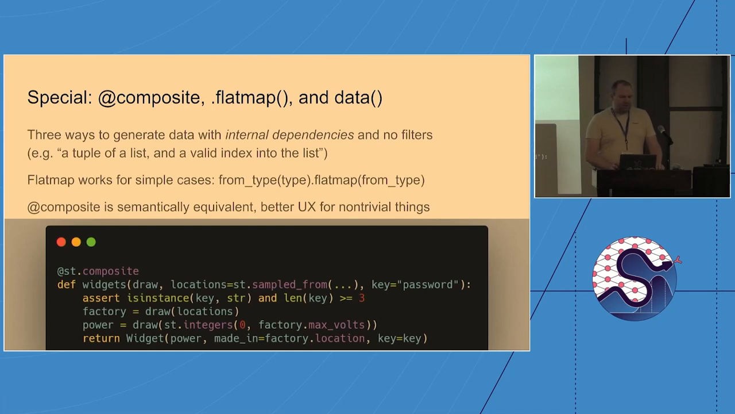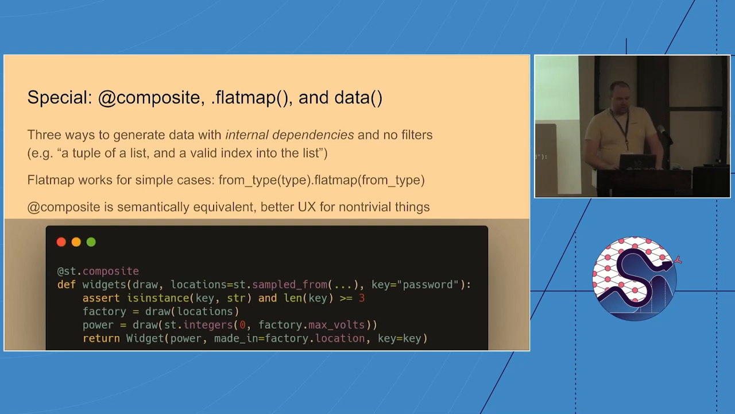So these are tools for when you need to generate some kind of input to your test that has an internal structure, something that you couldn't easily generate using map or filter. For example, if you need a list plus a valid index into the list, trying to do this with filter by having a maximum size of the list and a maximum index, you would end up rejecting a lot of examples, especially for very short lists. You usually have an index that is too large.